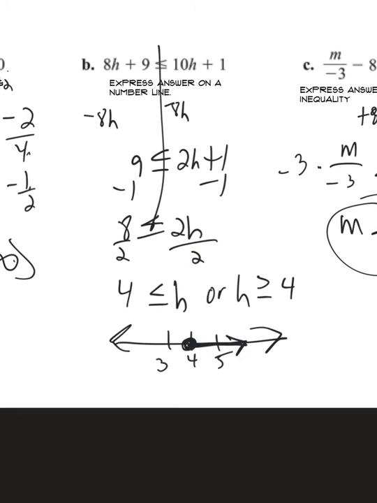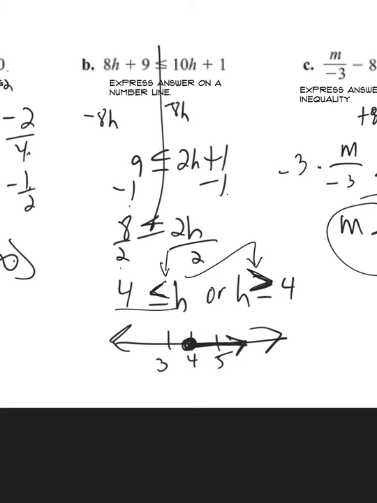B, I subtracted 8h from both sides. Then I subtracted 1 from both sides and divided both sides by 2. I didn't have to flip any symbol, although at the end I did rewrite this so that H started it off instead of in the second part. As long as my alligator is still eating H, I can change the order. I can change this around.